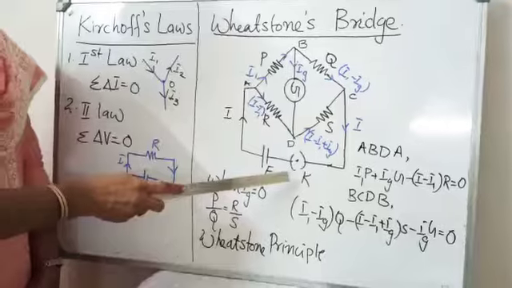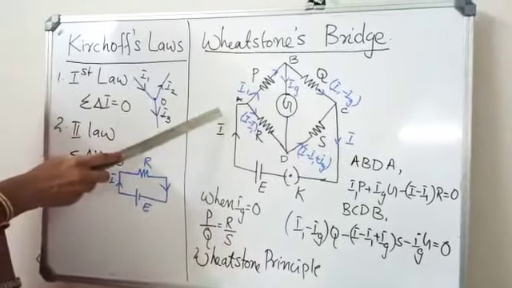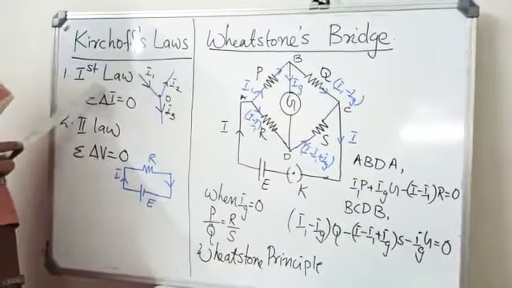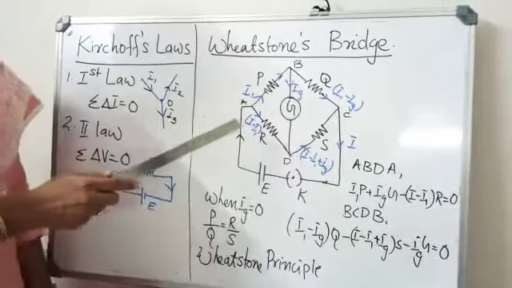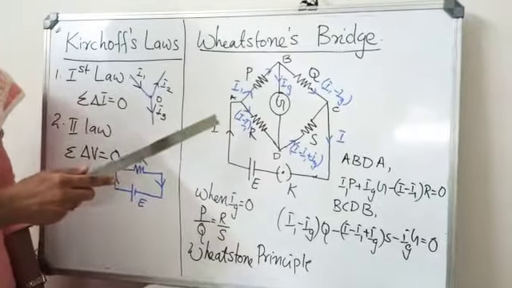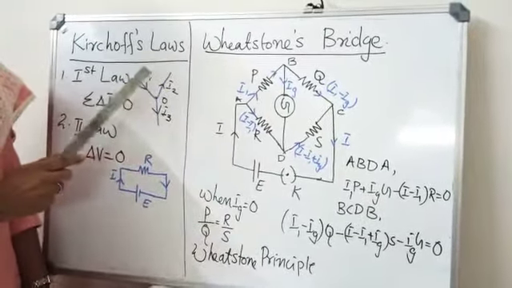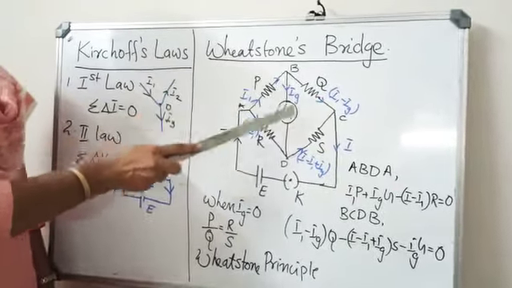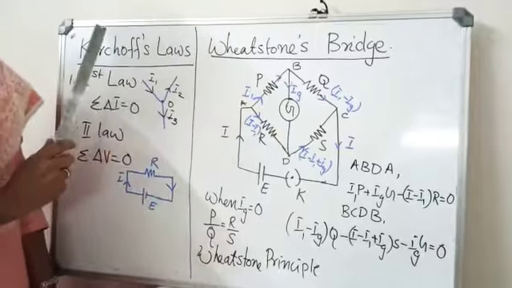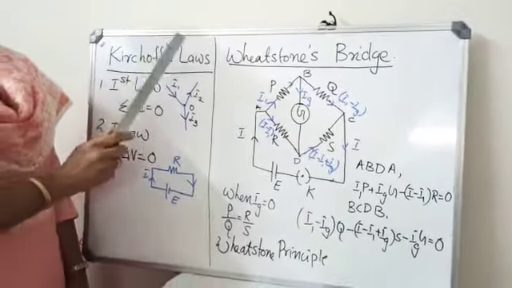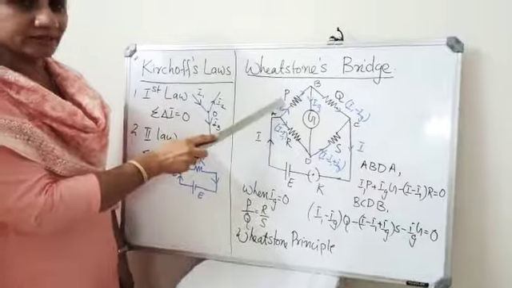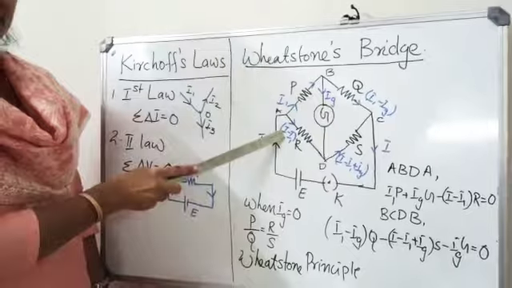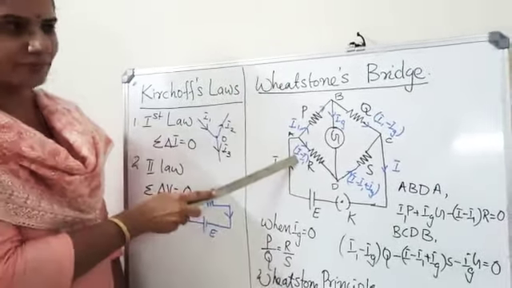When the key is closed, the current passes through each arm of the bridge according to Kirchhoff's first law. Using Kirchhoff's second law, we will be able to solve the closed loops. So first, I am going to consider the loop A, B, D, A. Applying second law, I1 into P plus Ig into G minus (I minus I1) into R is equal to 0.